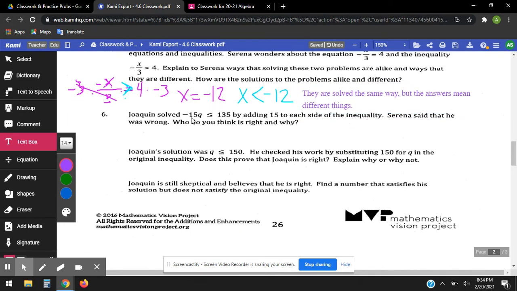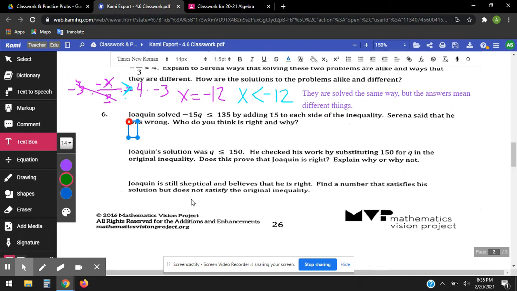Next, Joaquin solved negative 15q is less than or equal to 135 by adding negative 15 to each side of the inequality. Serena said that he was wrong. Who do you think is right and why? Well, what operation is between these two? Multiplication. How do you undo multiplication? You need to divide. So Serena is right because you should divide by negative 15 instead of adding it, to undo.